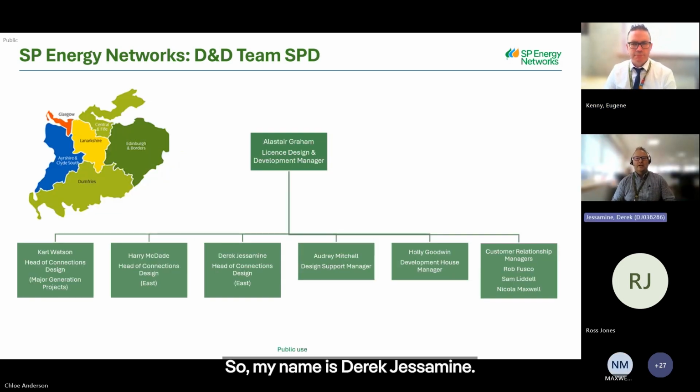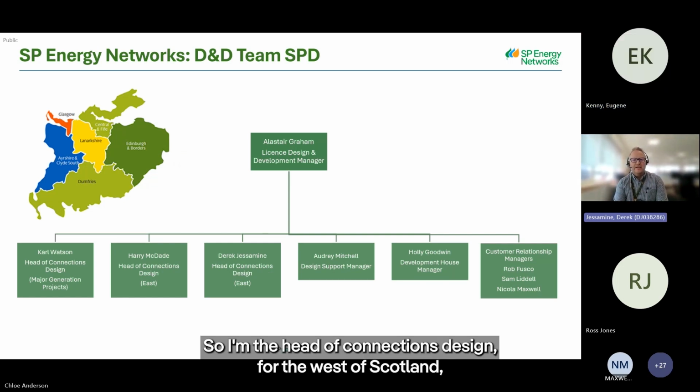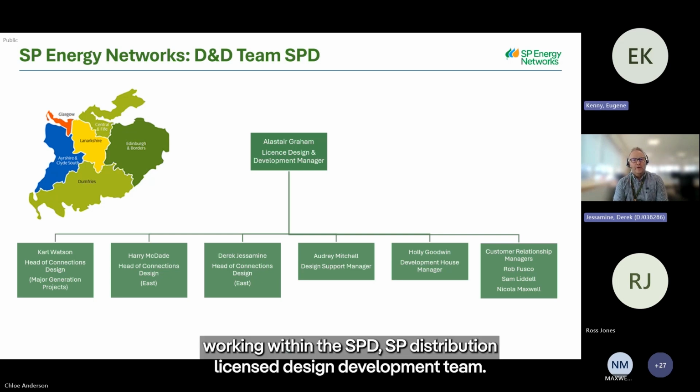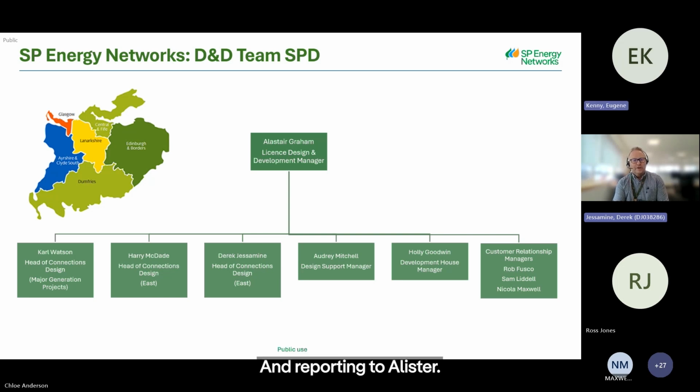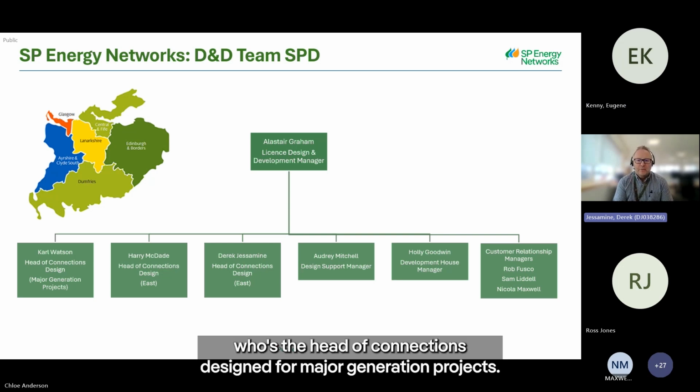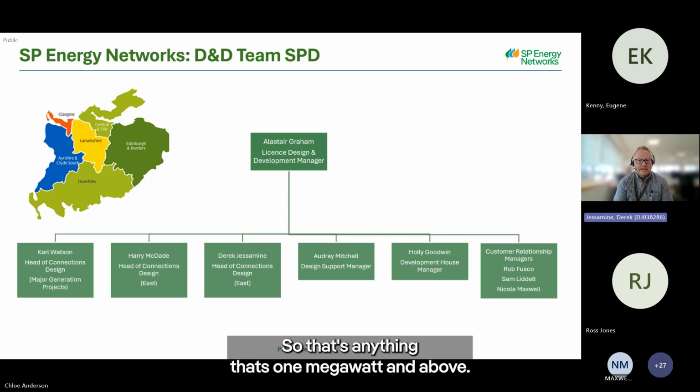Thanks, Eugene. My name's Derek Jessamine. So I'm the Head of Connections Design for the west of Scotland, working within the SPD, SP Distribution License Design Development team. So we've got Alistair Graham as our License Design Development Manager, and reporting to Alistair, we have Carl Watson, who's the Head of Connections Design for major generation projects. So that's anything that's 1 megawatt and above.